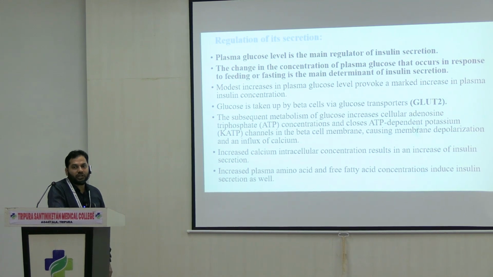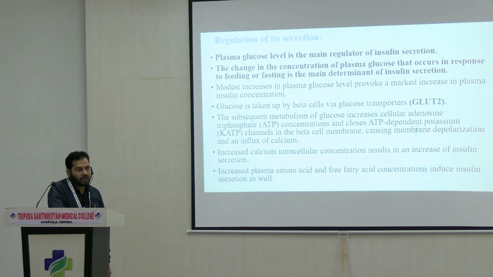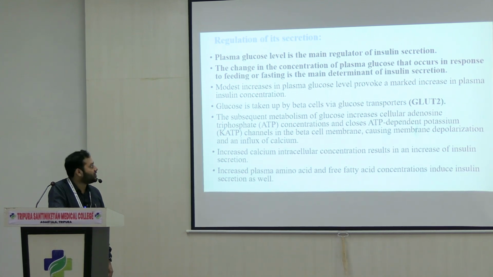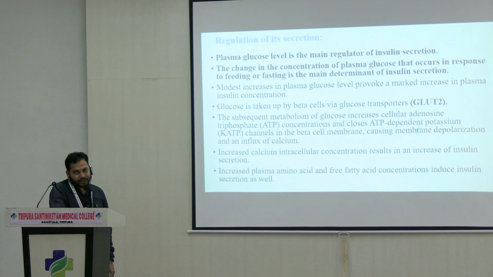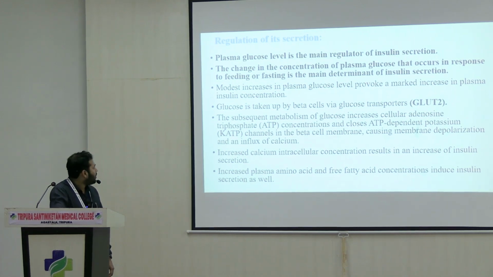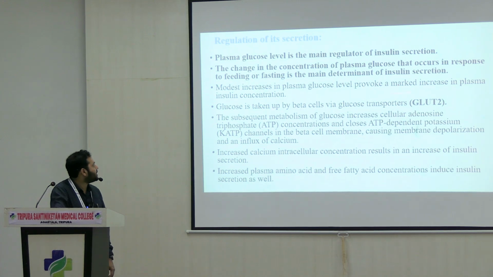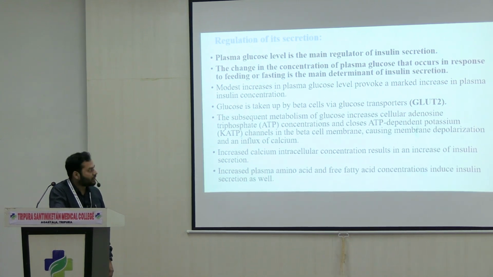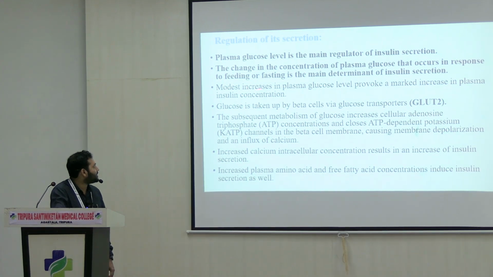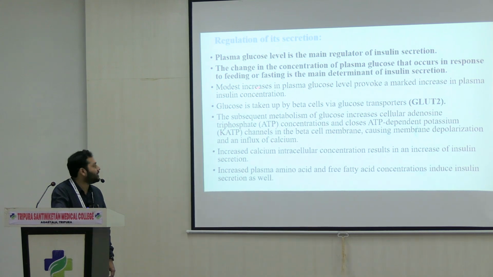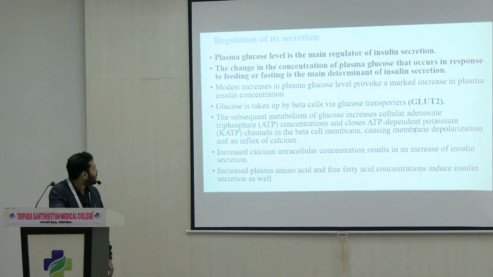So both conditions alter the level of blood glucose, and alterations of blood glucose levels ultimately lead to changes in insulin secretion, right? Now, a modest increase in plasma glucose levels provokes a marked increase in plasma insulin concentrations, right? So here again it is mentioned, if there are certain changes in plasma glucose levels, there is a marked increase in plasma insulin concentrations.